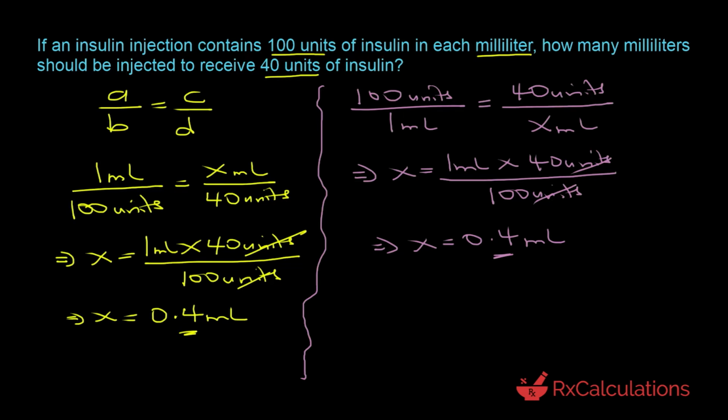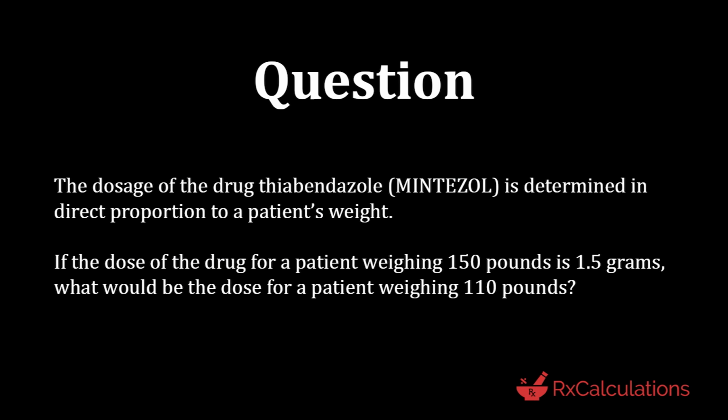So the important point to have stenciled on your mind is that it really doesn't matter how you set up the proportion, so long as the units in the numerator on the left-hand side of the equal to sign is the same as the units in the numerator on the right-hand side of the equal to sign. It also applies to the denominator, which means that the units in the denominator on the left-hand side of the equal to sign should be the same as the units in the denominator on the right-hand side of the equal to sign.